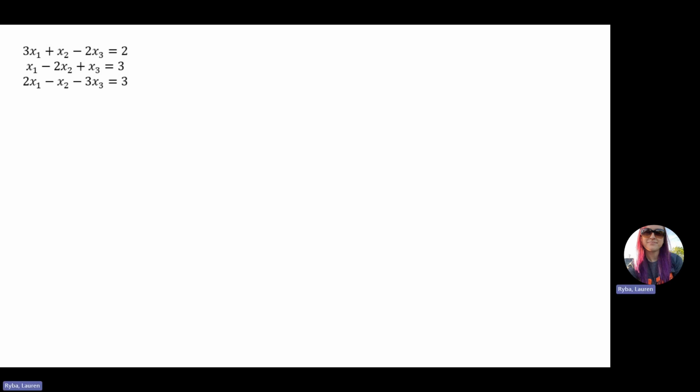So we have 3 variables, 3 equations. 3x1 plus x2 minus 2x3 equals 2. x1 minus 2x2 plus x3 equals 3. And 2x1 minus x2 minus 3x3 equals 3.